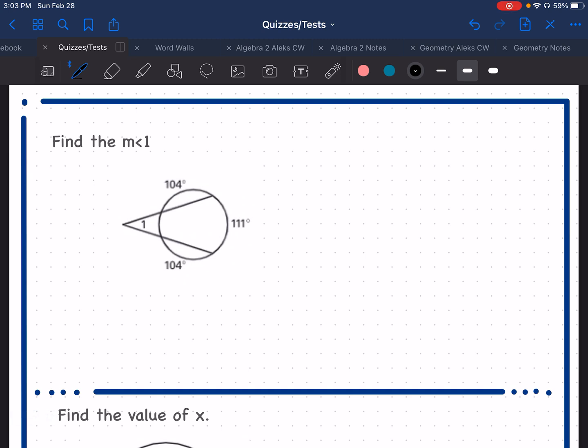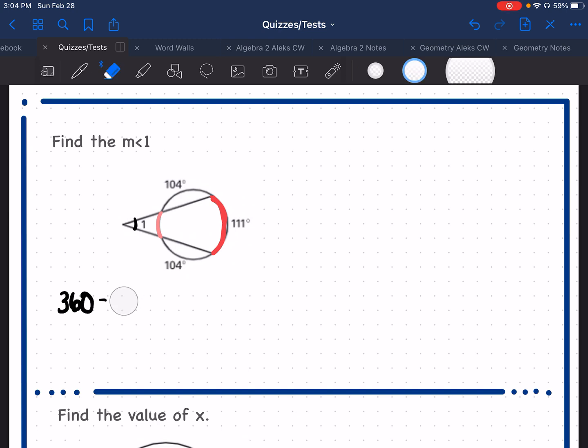Find the measure of angle 1. If my memory serves me correct, to find the measure of angle 1, I needed this arc and I needed this outside arc right here. Okay, so I have to use the fact that my whole circle is 360 degrees. And I'm going to have to find that peach part. So I'm going to take my 360, which is my whole circle. I'm going to subtract the 111.